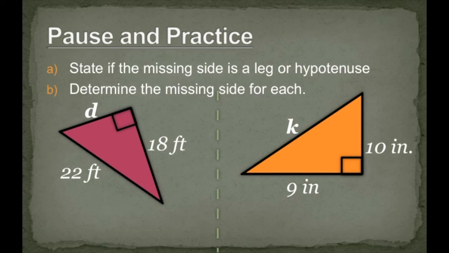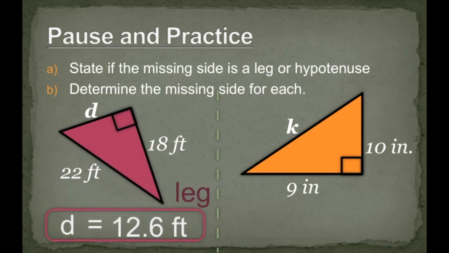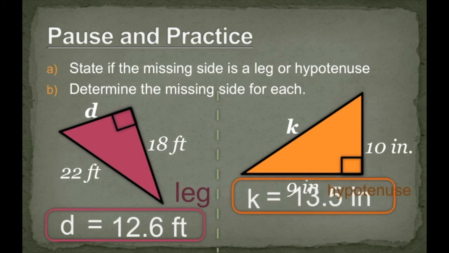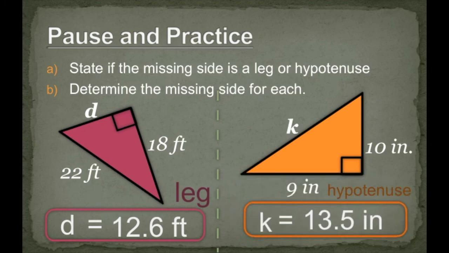So let's go over our answers. For our triangle on the left, we're missing the leg, and the measure of that leg is 12.6 feet. For the triangle on the right, we're missing the hypotenuse, and the measure of the hypotenuse is 13.5 inches.